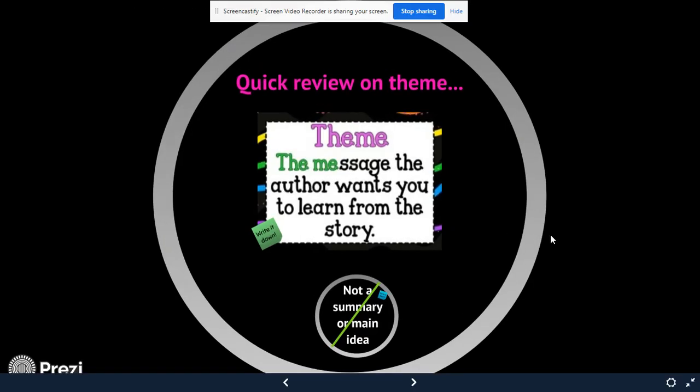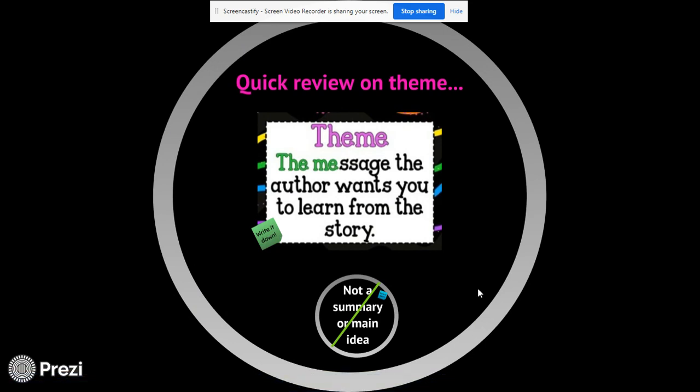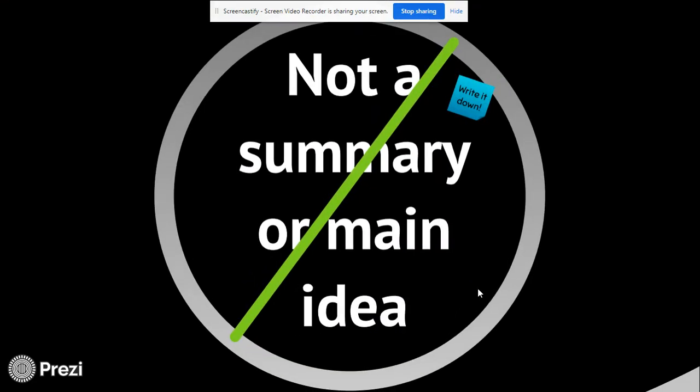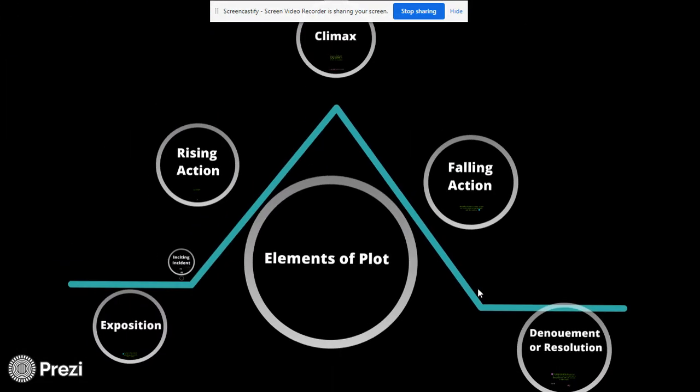So, just a quick review on theme. The theme is the message the author wants you to learn from a story. It is not a summary of the story or what the story is about. It's the lesson. It's what the author wants you to take away from it. So we brought up the story of the Big Bad Wolf. I think it was last week, or it might have been Monday or Tuesday. What is the lesson of the Big Bad Wolf? One of those lessons could be don't lie or say things that are not truthful because they might come back to haunt you.